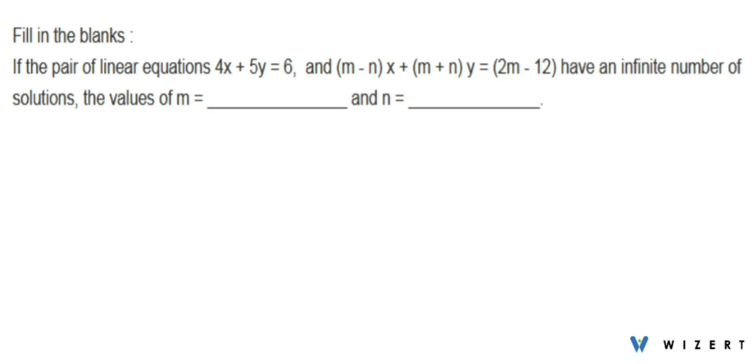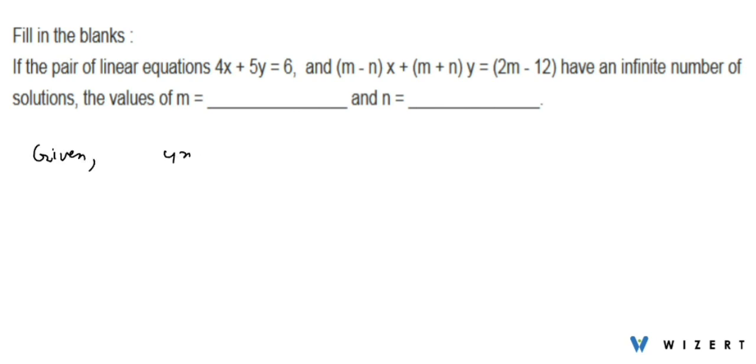We have to fill in the blanks. If the pair of linear equations 4x plus 5y equal to 6 and (m minus 1) whole bracket x plus (m plus n) whole bracket y is equal to twice m minus 12 have an infinite number of solutions, then the value of m and n we have to find out.